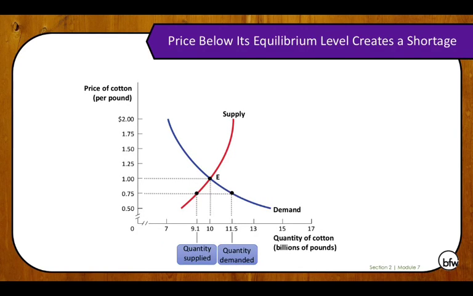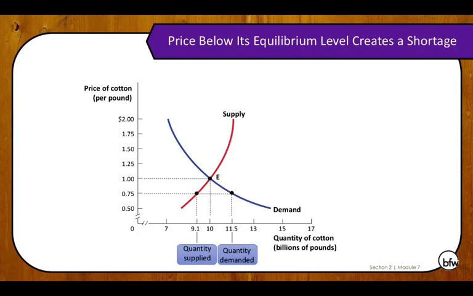Now, what about the opposite? What happens if the price is set below equilibrium? In this case, what if we set the price of cotton at 75 cents a pound? That's a price below the equilibrium price. Well, imagine an auction where there is only one thing up for sale, like a valuable painting, and many people who wish to buy it.